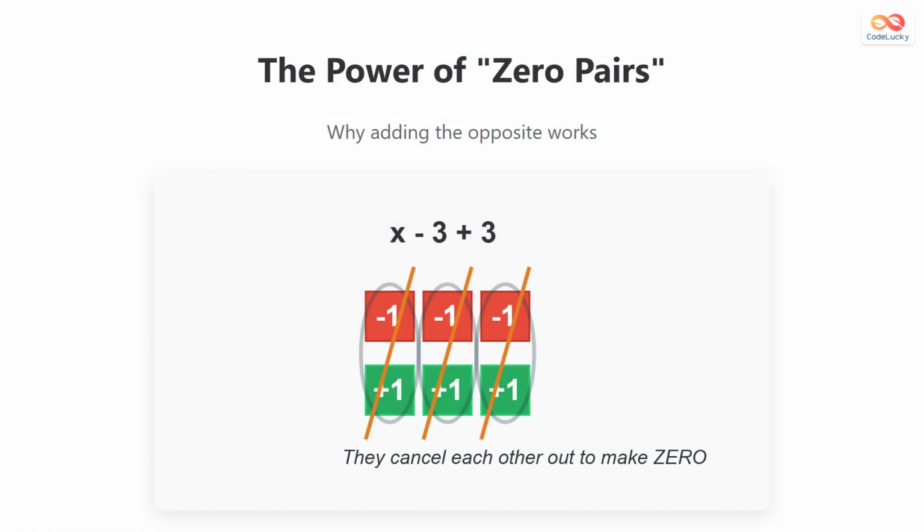Why did adding 3 work? It's because of zero pairs. Negative 3 and positive 3 are opposites. When you combine them, they cancel each other out and become 0. This leaves the x completely alone, which is exactly what we wanted.